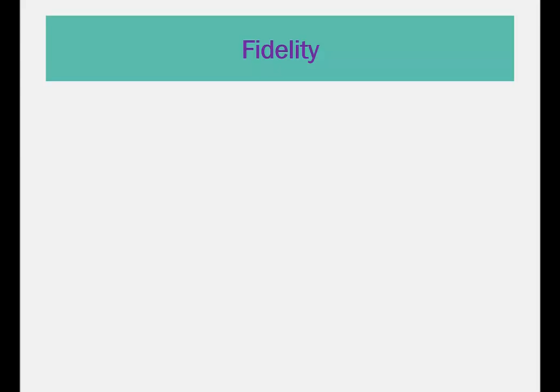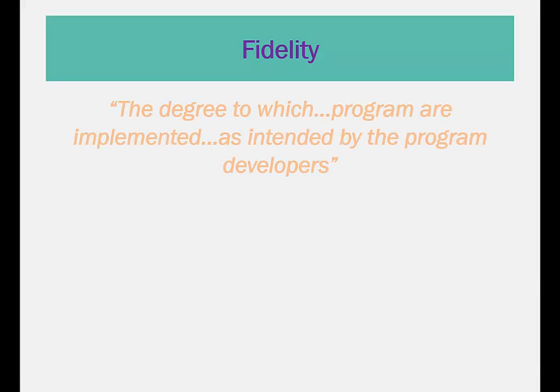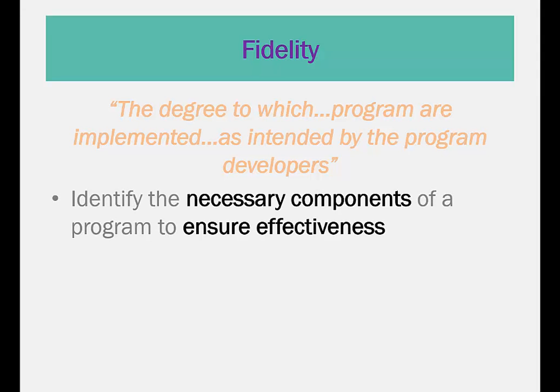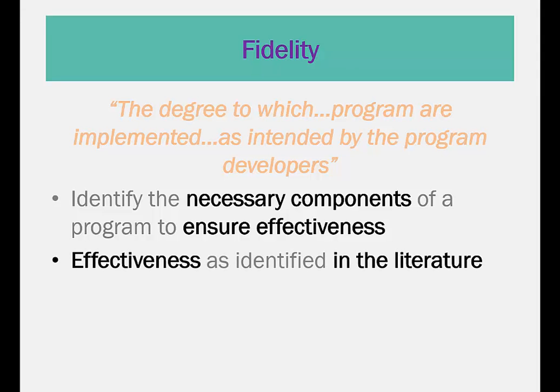If you recall, earlier in the module I highlighted fidelity as a key component of implementation. Fidelity is essentially the degree to which a program is implemented as intended by program developers. It identifies the necessary components of a program to ensure effectiveness, as identified in the literature. Another key component is adaptation.